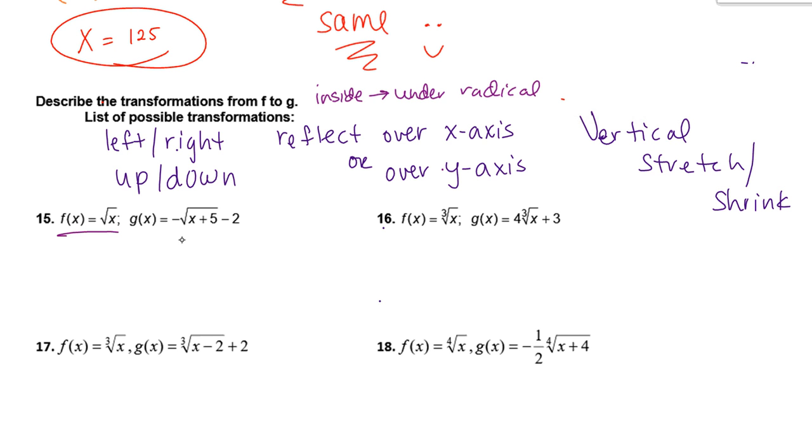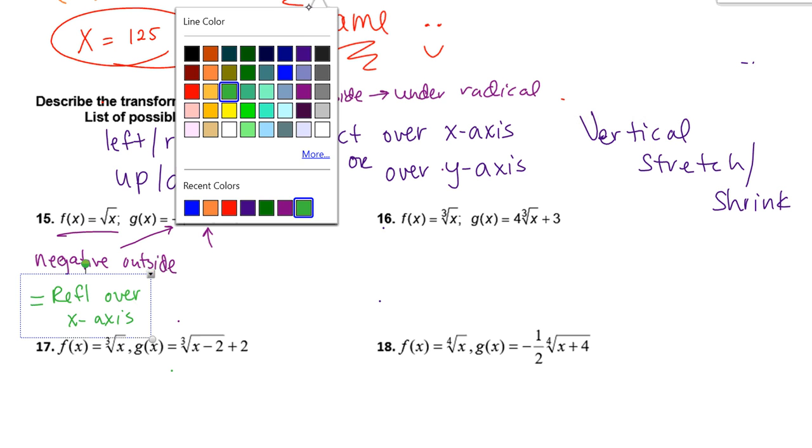Okay, here's the original. Here's the new one. We've got 3 changes. We've got this negative out in front. We've got this +5 inside and this -2 outside. So negatives, when you throw a negative outside there, that means it's a reflection over the x-axis. Let me write down the pieces, what you look for in your table. So this is a negative outside, which means a reflection over the x-axis.